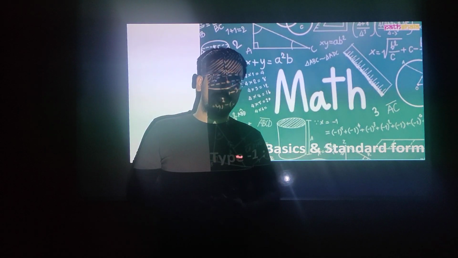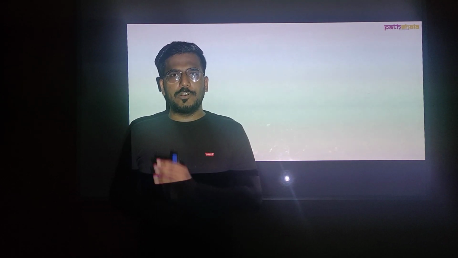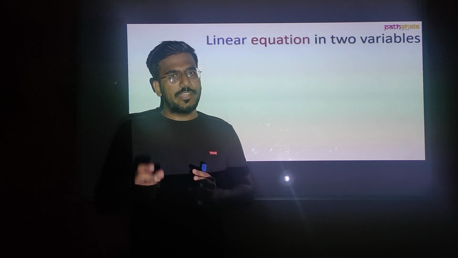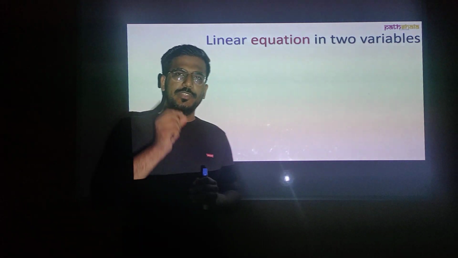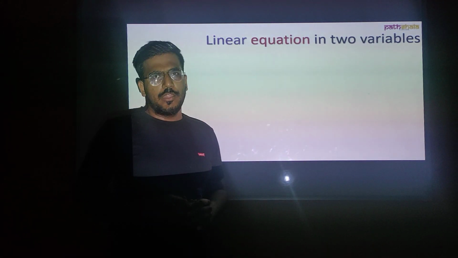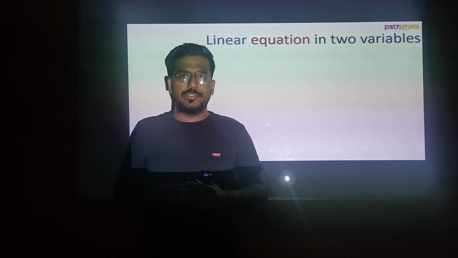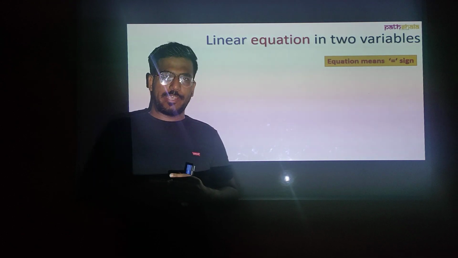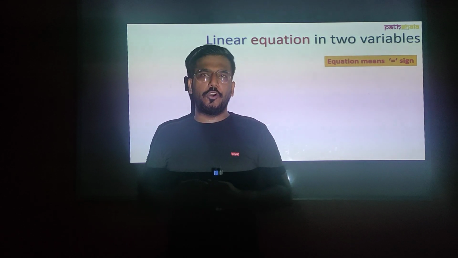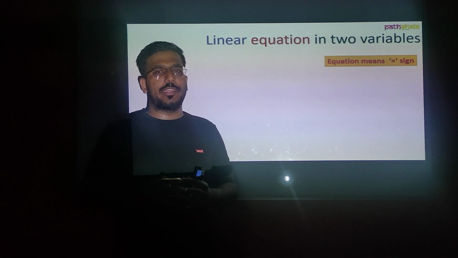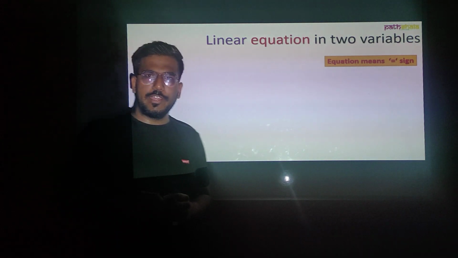What do we understand by the name of the chapter, linear equation in two variable? We'll understand each and every word of this chapter. The first thing we start with is the word equation. Now what do we mean by the word equation? Whenever we hear this word equation, it simply means equal to sign. So any mathematical statement or mathematical form in which there is an equal to sign in it is called an equation. That was the meaning of the word equation.